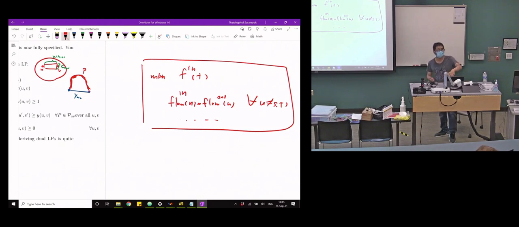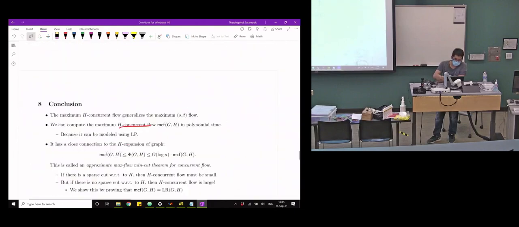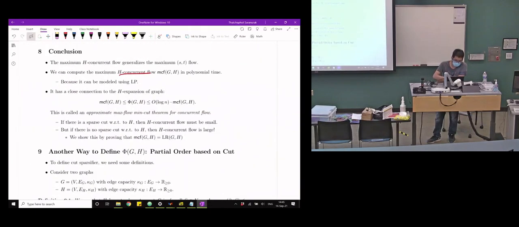There may be some other constraints, but you can see that this LP will have polynomial size, and you can extend this kind of LP to the multi-commodity flow problem too, just by adding some more constraints. Maybe I will talk about this in the exercise session. But yes, you can compute it in polynomial time.